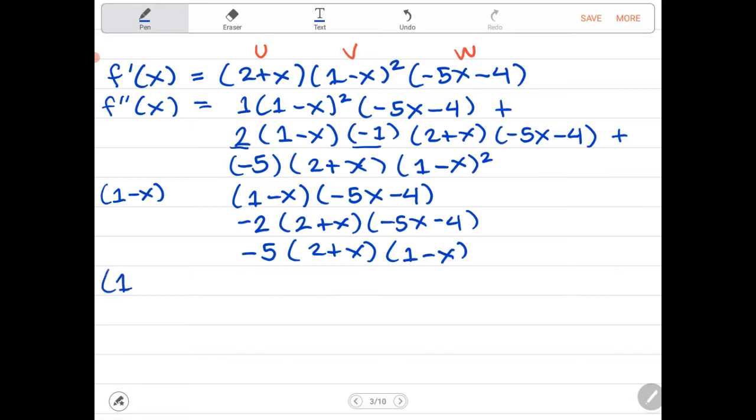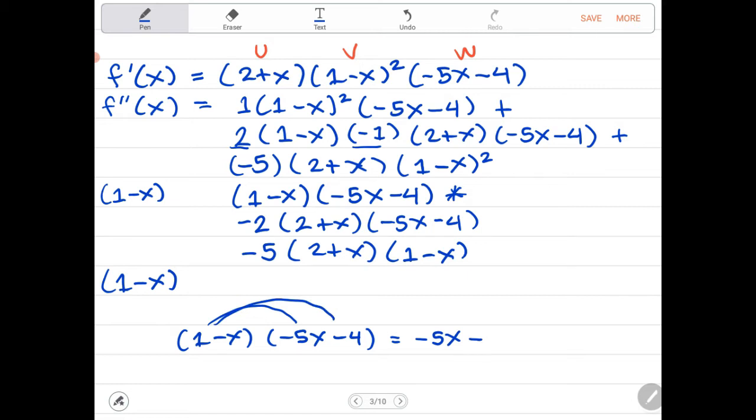So, we have 1 minus x. Ito muna. Let us simplify this. So, 1 minus x times negative 5x minus 4. Let us use the FOIL method. Negative 5x, negative 4, plus 5x squared. Okay? Plus 4x. Okay? So, this will be the simplified form of the first line.